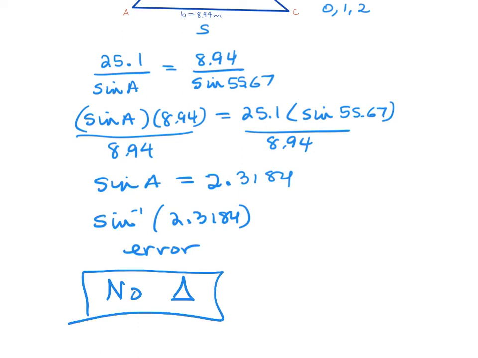So this is the easiest scenario. As soon as you get an error on your calculator, and again, this should have been a red flag, know that there is no angle when you do sine. The sine will give you an angle measure, and it wouldn't give you anything when this number is greater than 1.